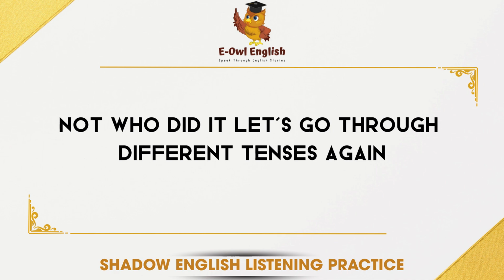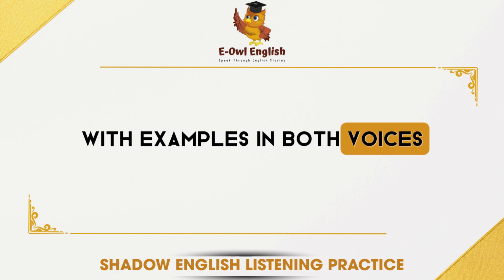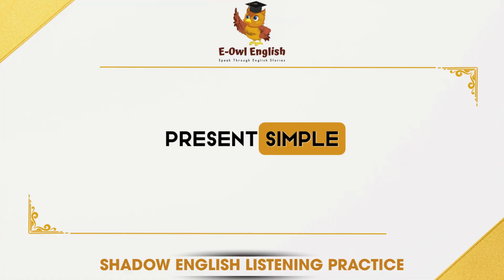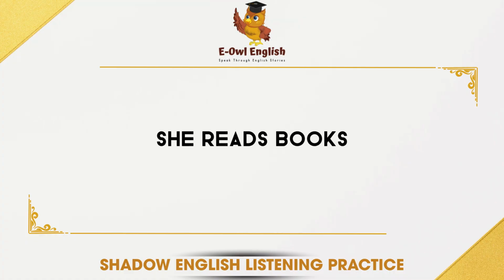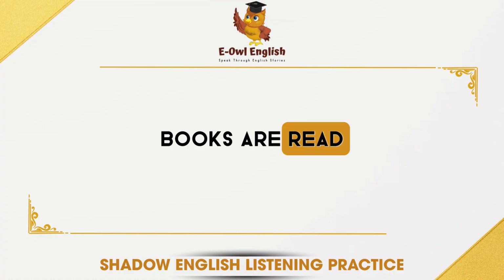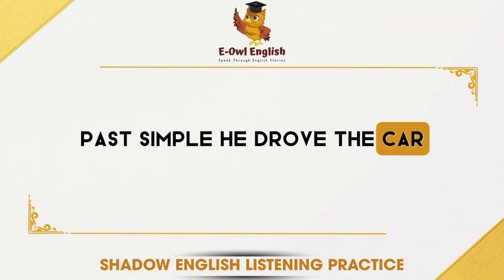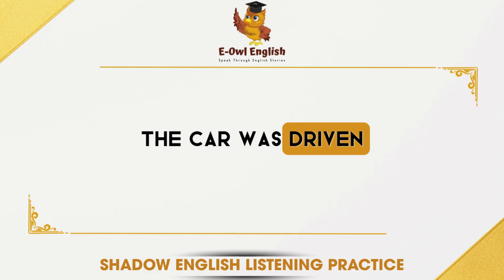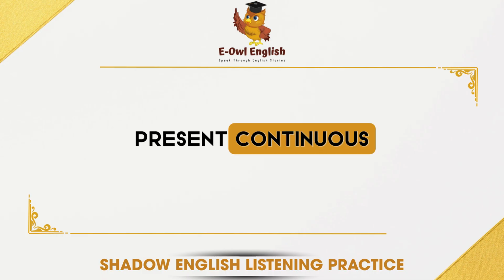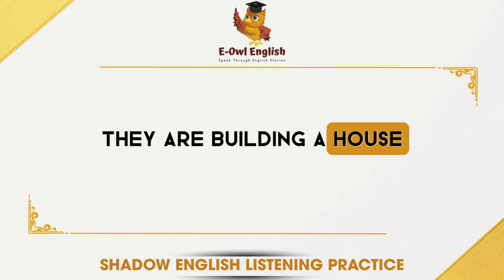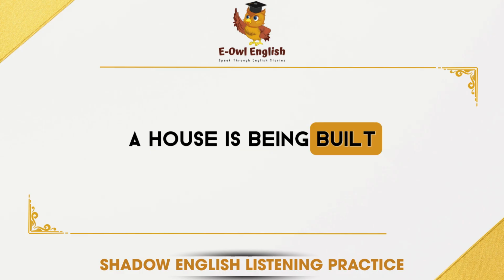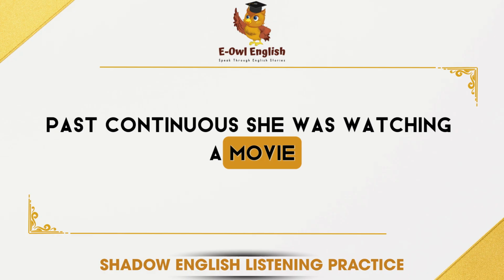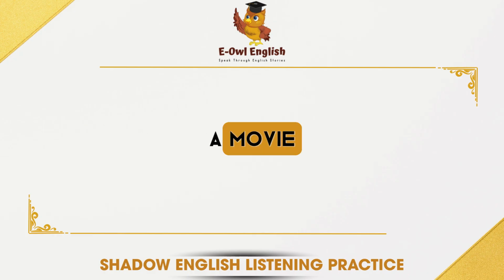Let's go through different tenses again with examples in both voices. Present simple: "she reads books." "Books are read." Past simple: "he drove the car." "The car was driven." Present continuous: "they are building a house." "A house is being built." Past continuous: "she was watching a movie." "A movie was being watched."